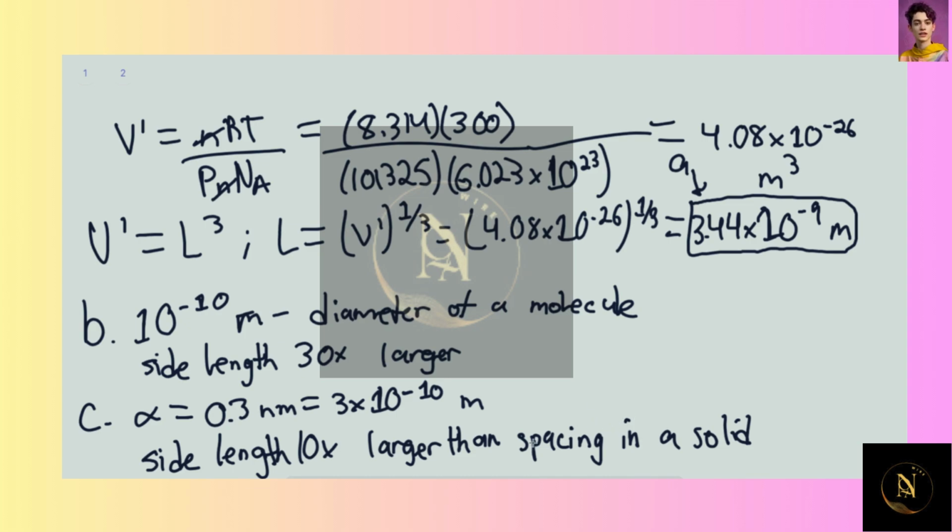As you can see, if you find the ratio, 10 times larger is significant, and that's what makes this a gas. The spacing between molecules is much higher than the spacing between molecules when they're solid, and that is what defines a gas. So for B, again, 30 times larger. For C, 10 times larger. And our final answer for that side length would be 3.44 times 10 to the negative 9th meters.